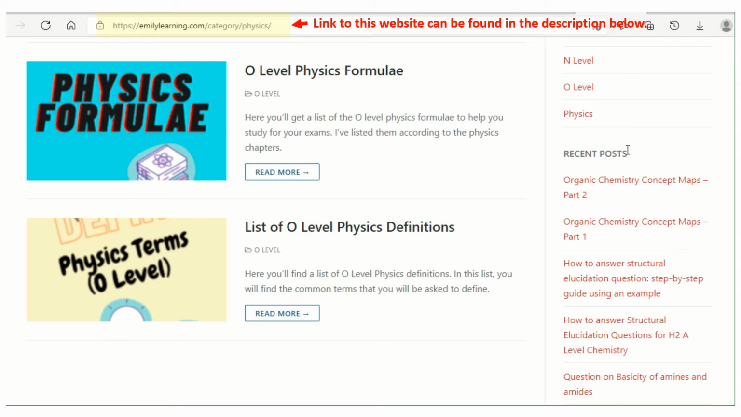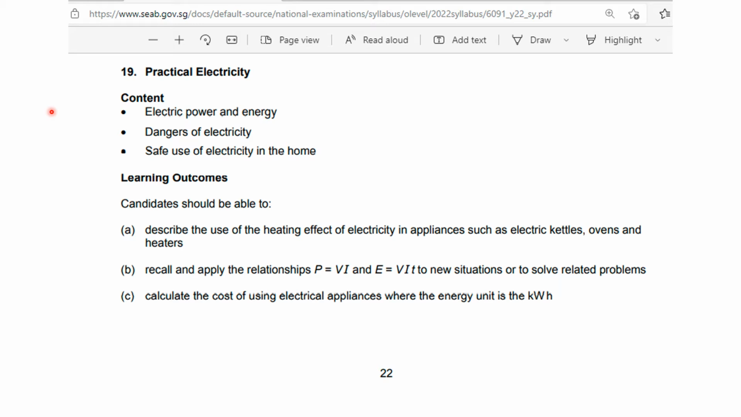Okay, so now let's go back to our topic. The best place to look at what is tested is to look at the syllabus. So here we are at the syllabus. I'll go through point by point what's covered.